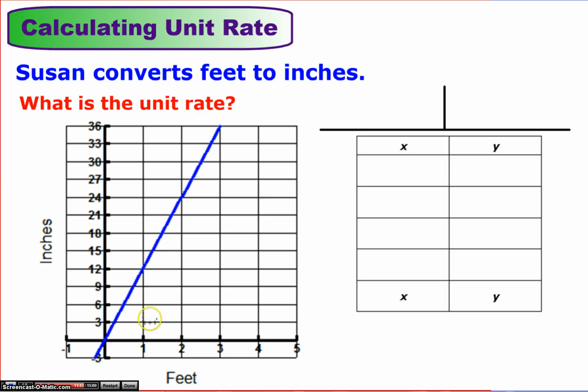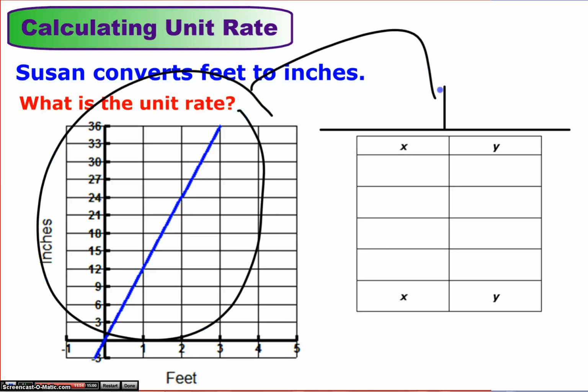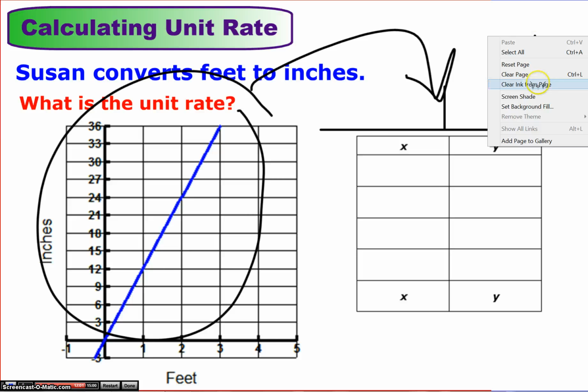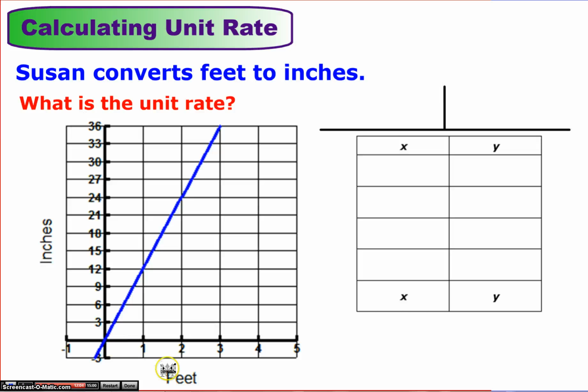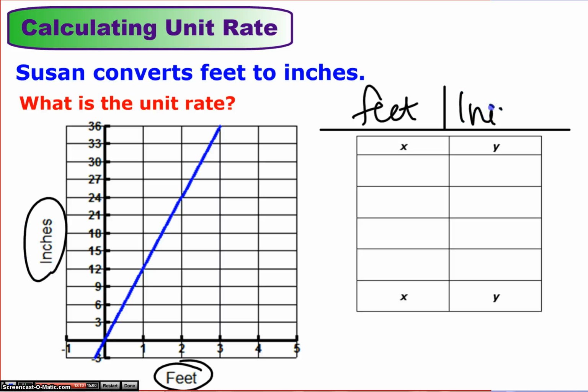So now we're going to go from a graph. Remember when we're talking about multiple representations, you need to start always with the table. You take the information from the graph and you put it in the table. So let's go ahead and do that. What is our independent variable? Feet, so make sure you put that above x. And what is the dependent? Inches. So we are trying to convert feet to inches.